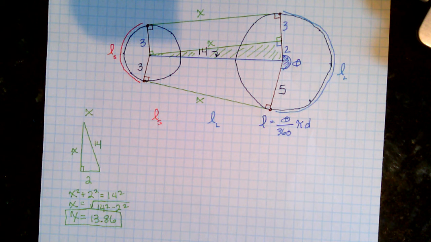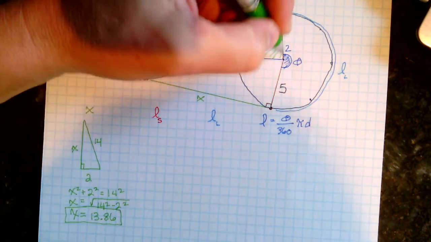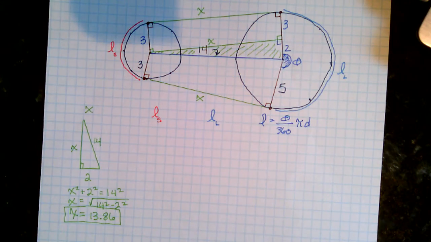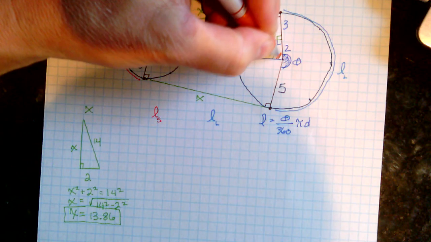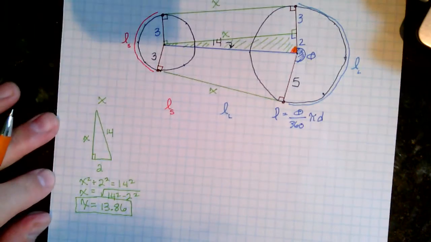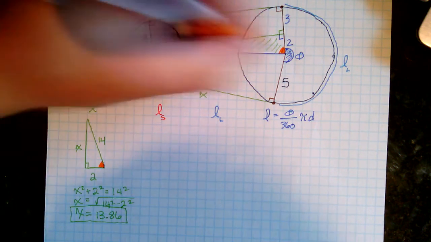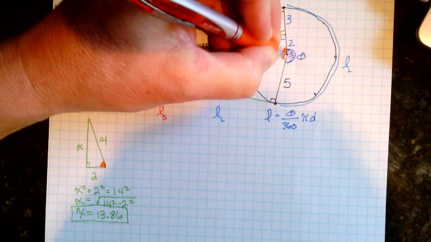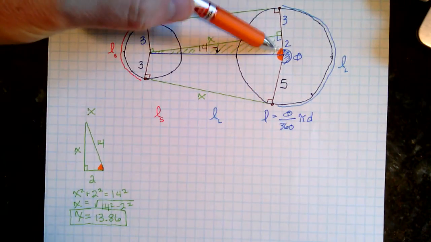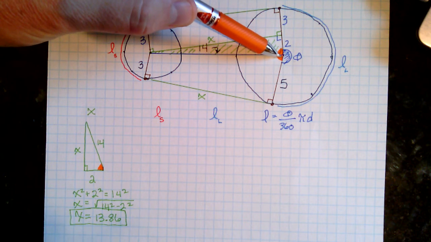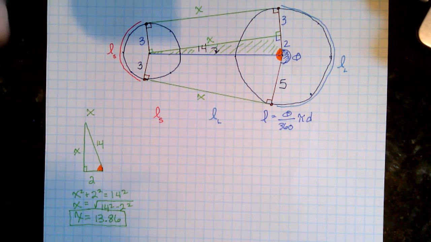The only way I could really get theta is if I know this small angle right here. Remember, this angle right here, let me just grab a different color real quick. This angle right here is the same as this angle that we just worked with in this triangle, and this is congruent to that. So if I take these two angles, subtract them from 360 degrees, I have theta.